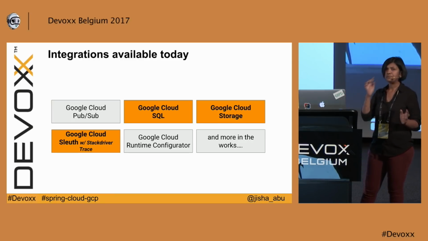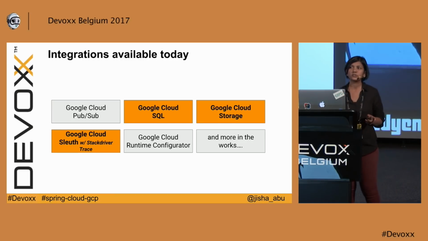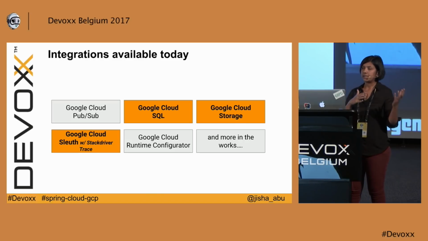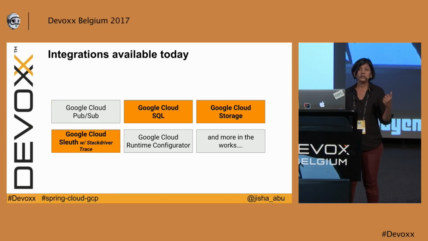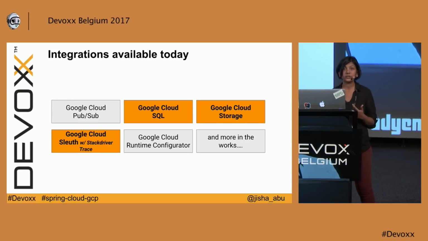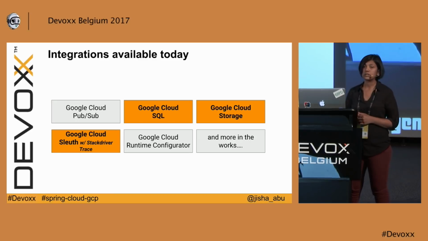Spring Cloud Sleuth, I don't know how many of you might be familiar with it, is tightly integrated with a Zipkin server. It's distributed tracing, so you can trace all the requests that hit your multiple microservices and determine the latencies. If you had service A calling service B and C, you could look at the latencies over time. With this integration, Stackdriver Trace is Google Cloud Platform's distributed tracing platform, so you don't have to run your own Zipkin server. You can just send all your tracing requests to Google Cloud Platform.